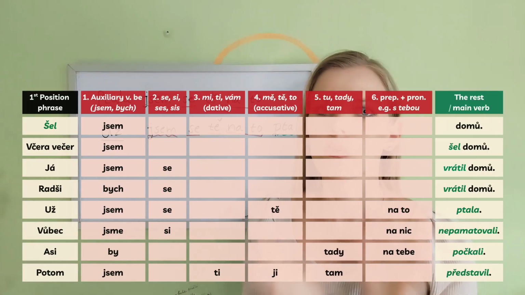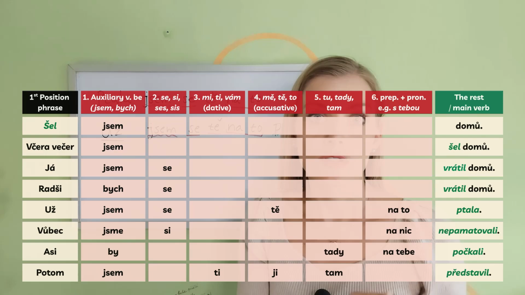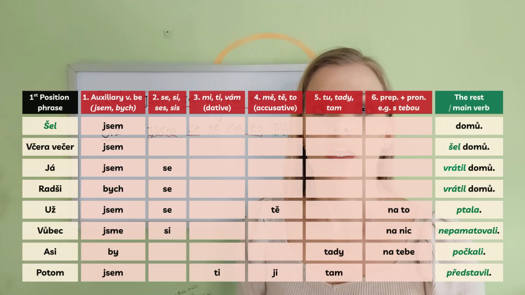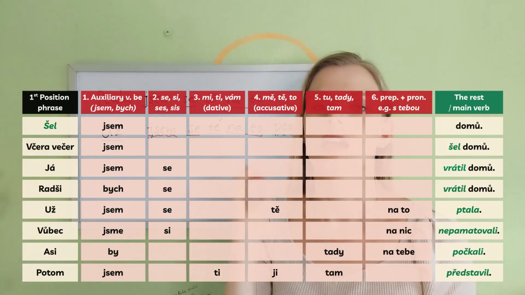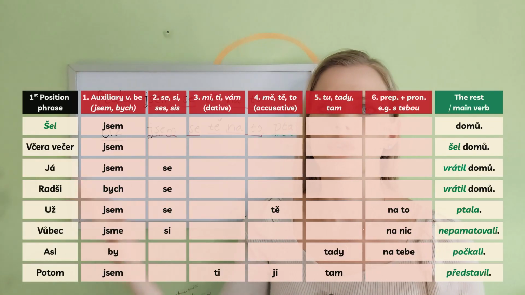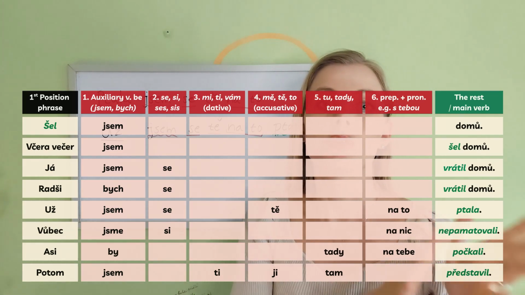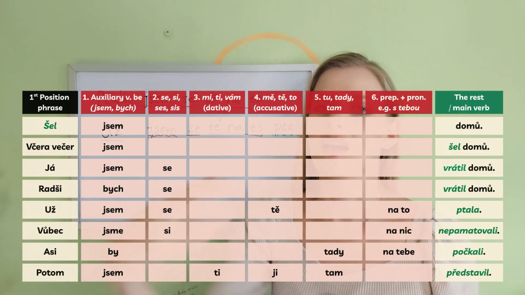When we have more pronouns in different cases, direct and indirect object, first we would have the indirect object, dative, like mi, ti, vám, and then we would have the direct object, the accusative case, mě, tě, to, but also něco, nic. Then, if we have a pronoun with a preposition, it would come after.